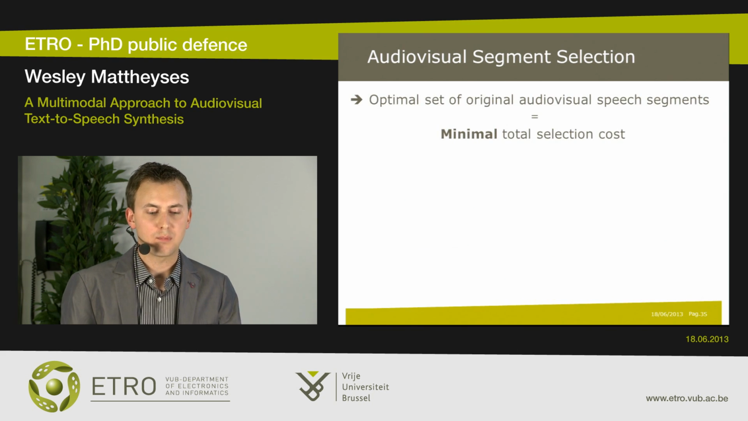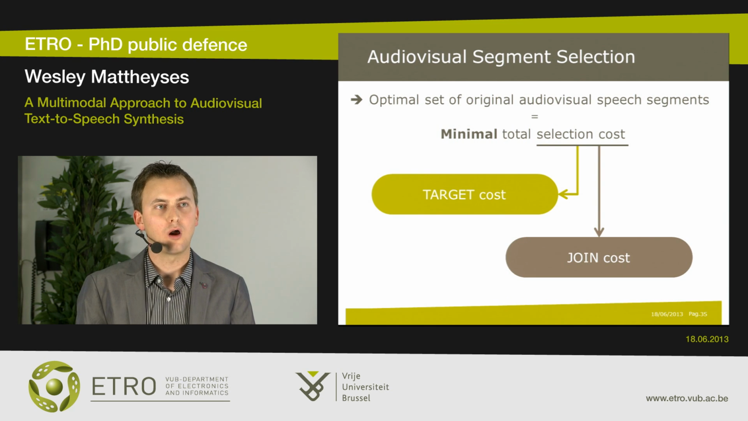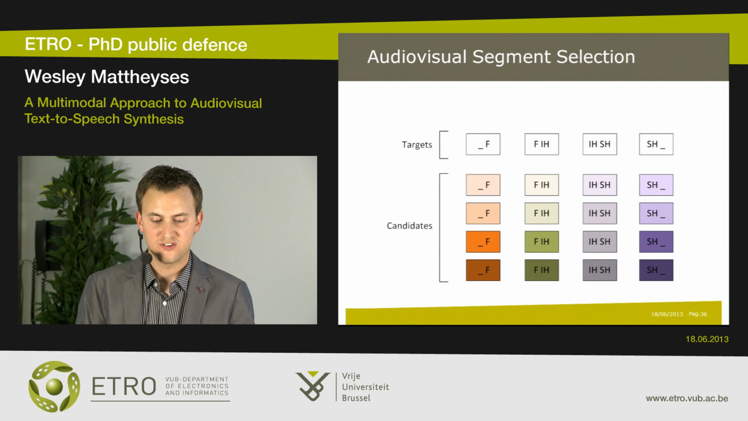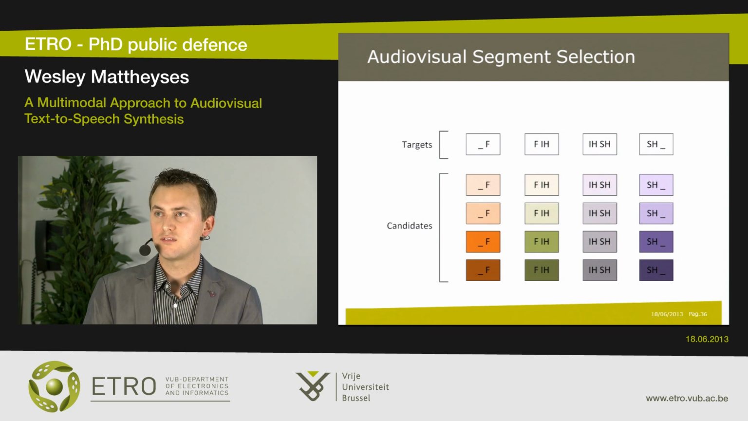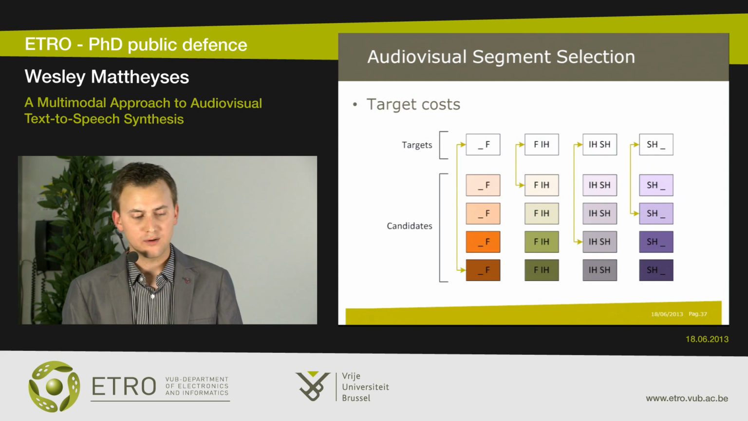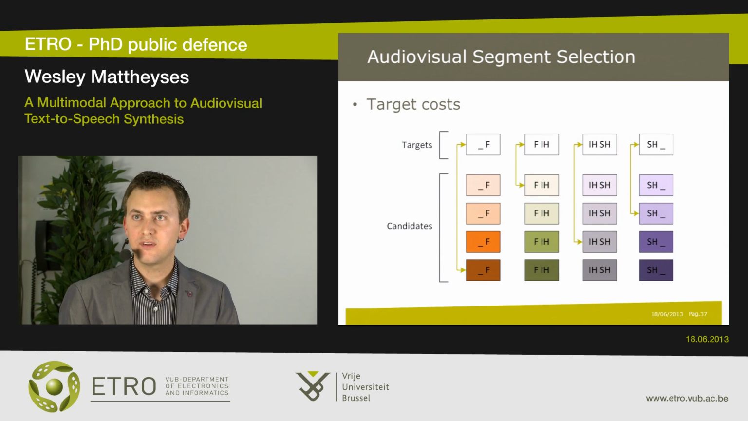Well, this is based on a minimization of a total selection cost. And the selection cost itself is based on target cost values and join cost values. Imagine again the 4 target diphones to generate the word fish. Now for each target diphone, I've illustrated 4 candidates from the database. And each candidate from the database is just a segment from the database containing the same diphone information. Now for each candidate, you can calculate a target cost. And this is just a cost that expresses how well this candidate matches the target diphone.